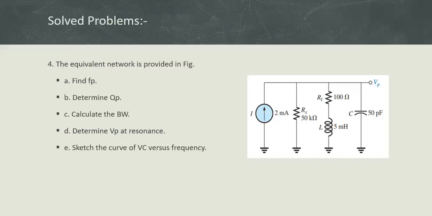Okay, so it is a given circuit. For this circuit, find Fp and determine Qp. Calculate the bandwidth. Determine Vp at resonance. And also sketch the curve of Vc versus frequency, how much the voltage across the capacitance varies with respect to the frequency. That's the thing they ask. So these are the things we want to discuss in this problem.